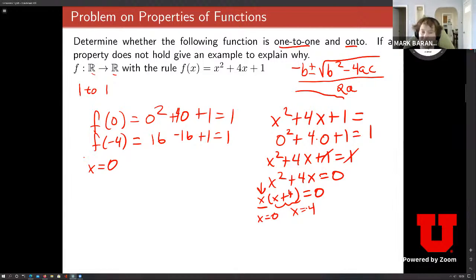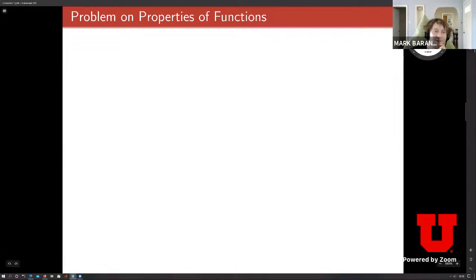So is everyone good with that? I mean, a lot of this is just being lucky to find something. So we're going to do onto x squared plus 4x plus 1. I'm doing onto.